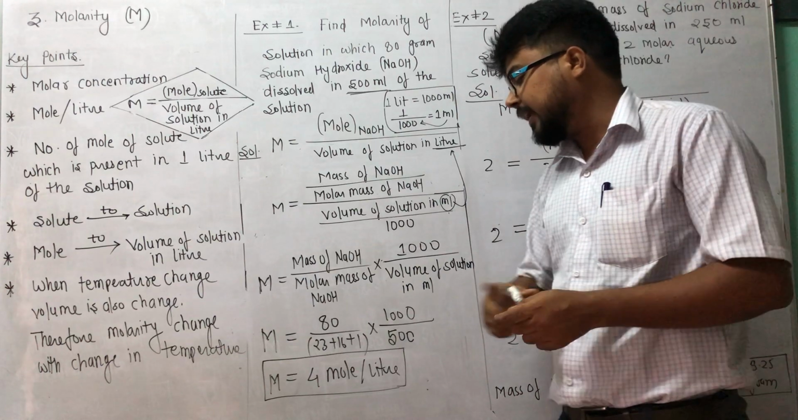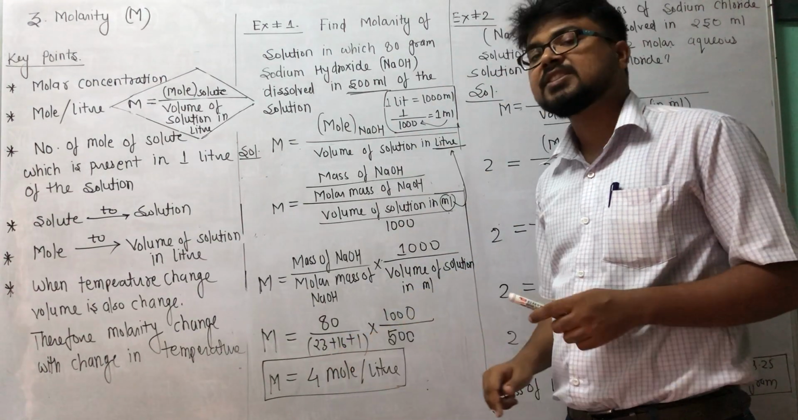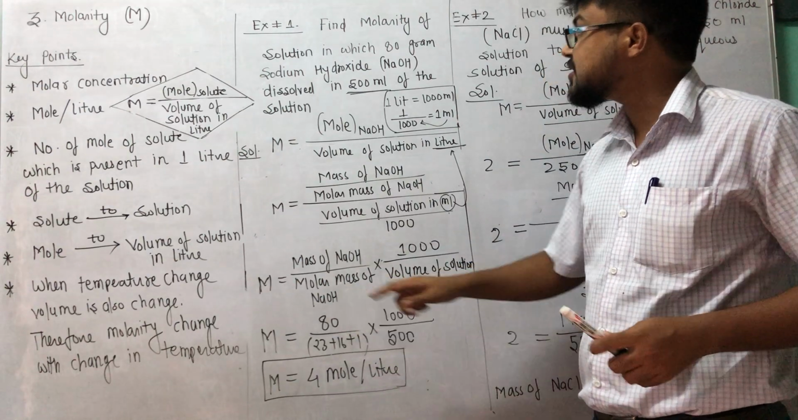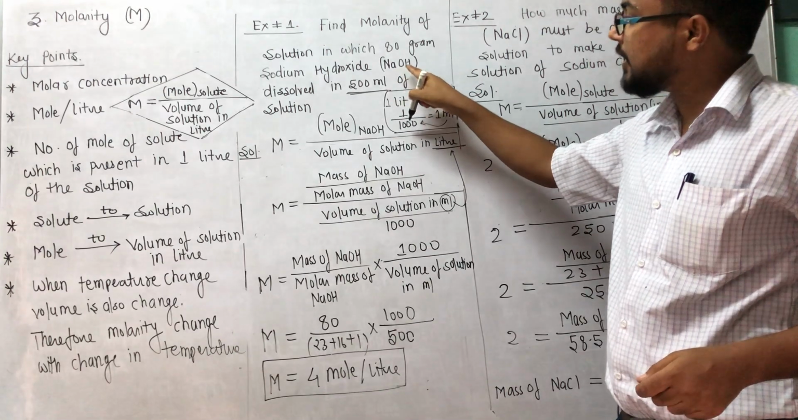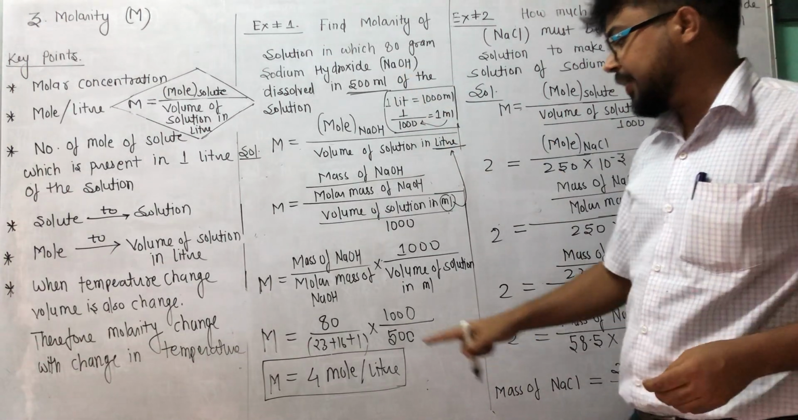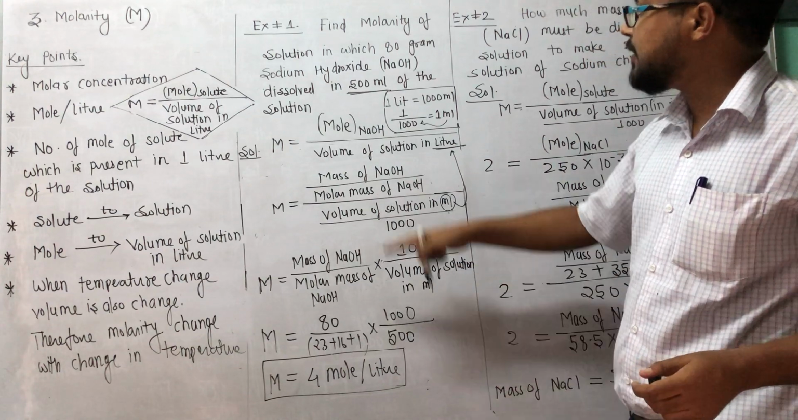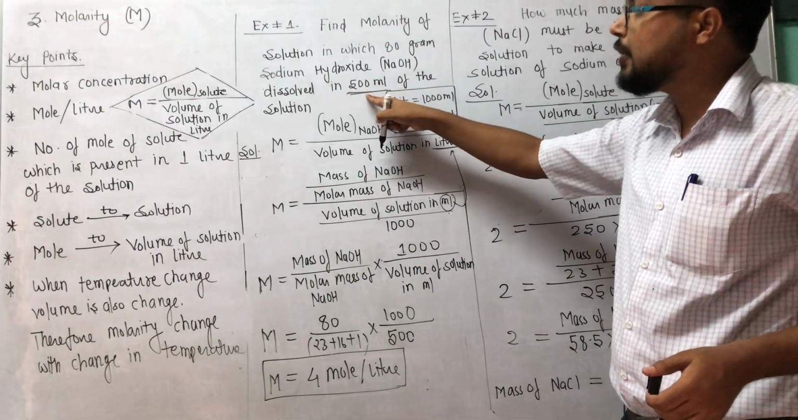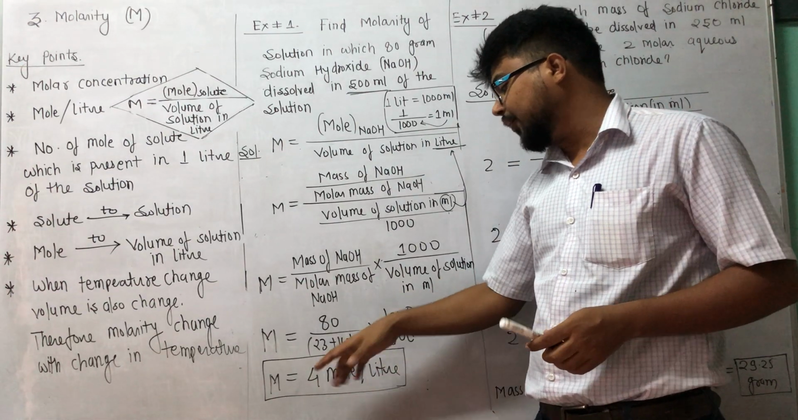So further, capital M equals 80. 80 is the given mass, divided by 23 plus 16 plus 1. It is the molar mass of NaOH. For Na it is 23, for oxygen it is 16, and for H it is 1. So it is total 40, and 1000 divided by 500. What is 500? 500 is nothing but the volume of solution. So when you solve it, you will get the exact answer. It is 4 mole per liter.